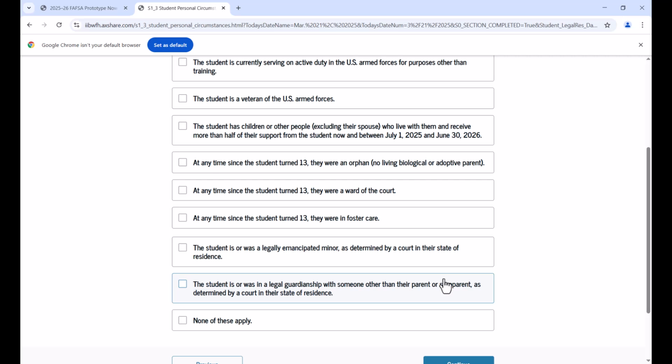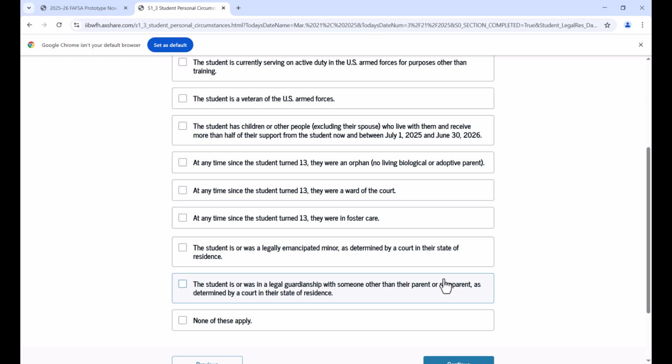I know in Mississippi, emancipation isn't really recognized, but definitely reach out to the financial aid office and just see how they handle emancipation for that state as well as for that school. And then lastly, the student is or was in legal guardianship with someone other than their parent or step-parent as determined by a court in their state of residence.